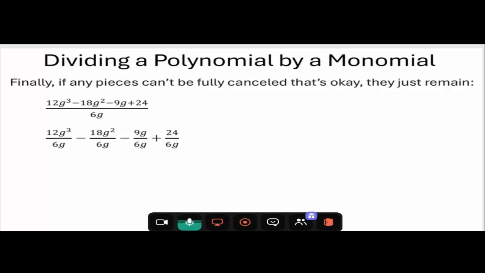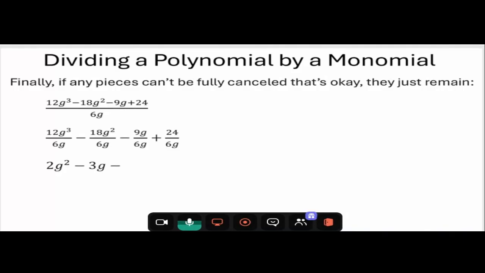Piece by piece, 12 divided by 6, 2. G cubed over g to the 1 leaves g squared on top. Minus 18 divided by 6, 3. G squared over g to the 1, g to the 1, which we just write g for.